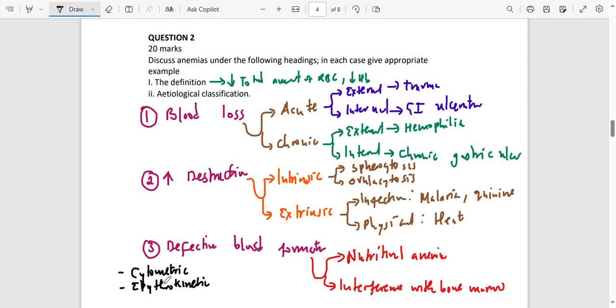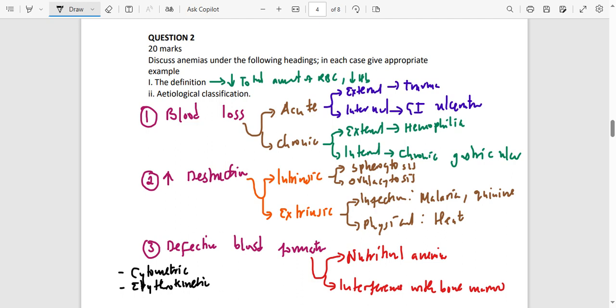And besides that, you can also classify them depending on the biochemical nature. So the erythrokinetic, this is where we're basically talking about the rate of red blood cell destruction. Because the red blood cells are being destroyed, the bone marrow is also trying to compensate. So I'm going to be able to see an increase in the number of reticulocytes, the immature red blood cells.